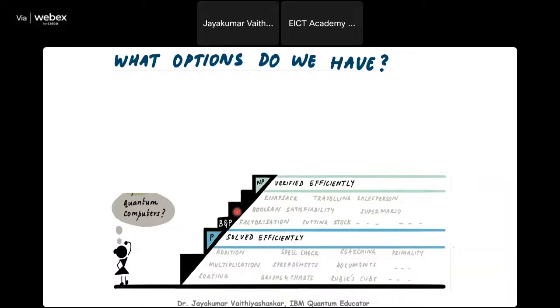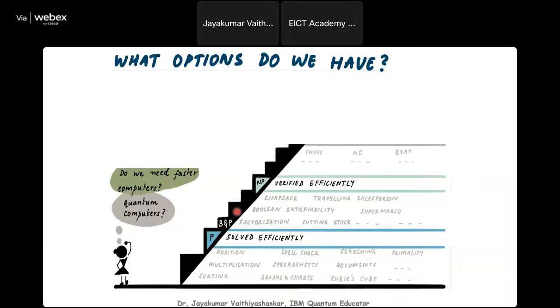Some problems are called NP, not polynomial time, which we already covered. They can be verified efficiently, but you cannot solve them efficiently. So we need a much faster computer, and that is why we are going for quantum.